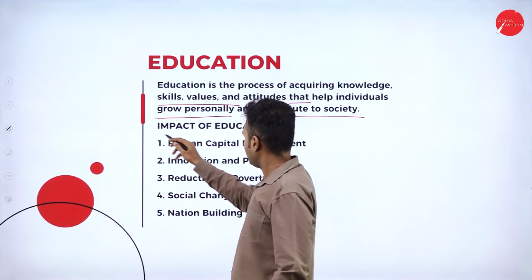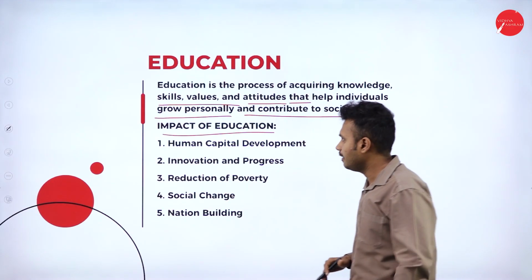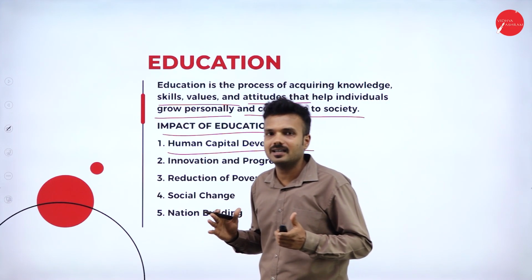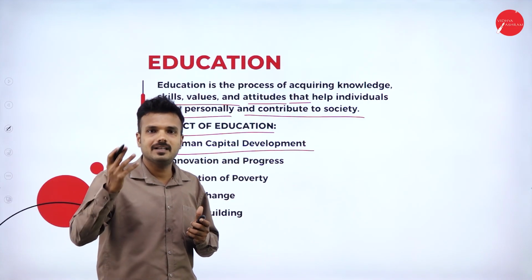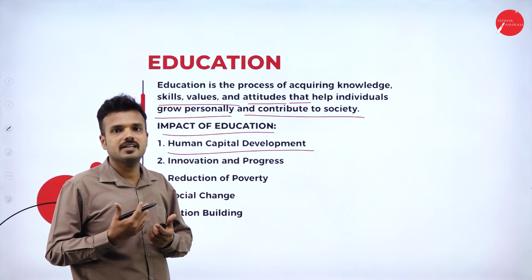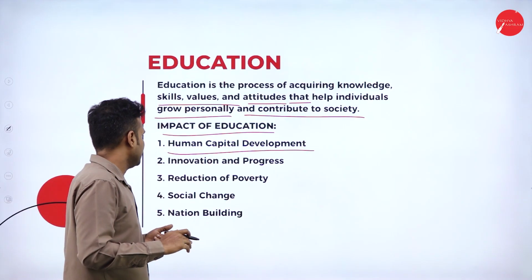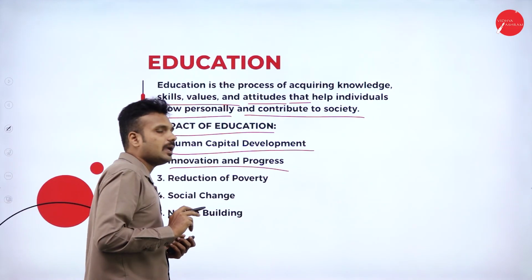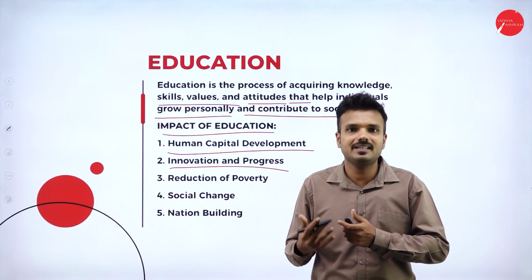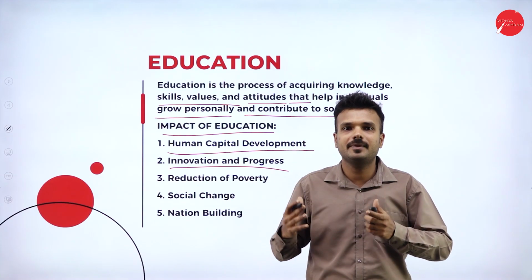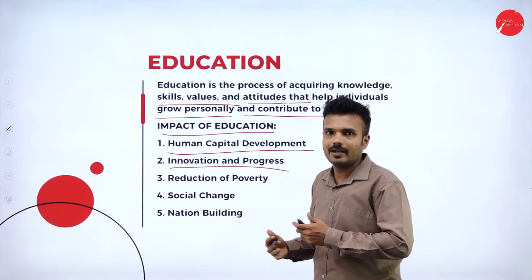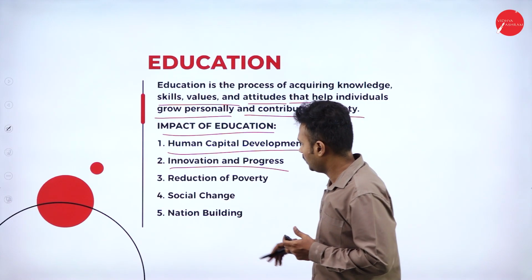Impact of education, how exactly does education have an impact? Human capital development. See what happens if we people are educated with a qualification, degree, master's degree, whatever it is. We are capable of earning our own bread. Innovation and progress. We keep on innovating things, research and development, science and technology. All these things are being developed up to artificial intelligence. Innovation and progress keep developing and growing from day to day.